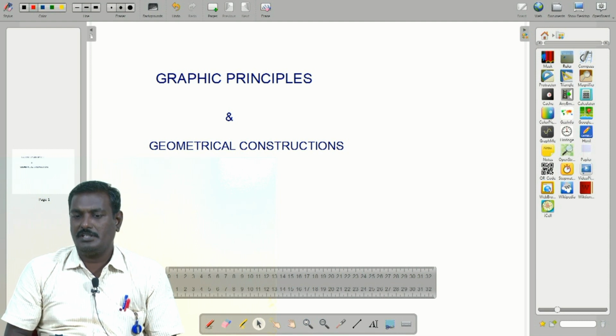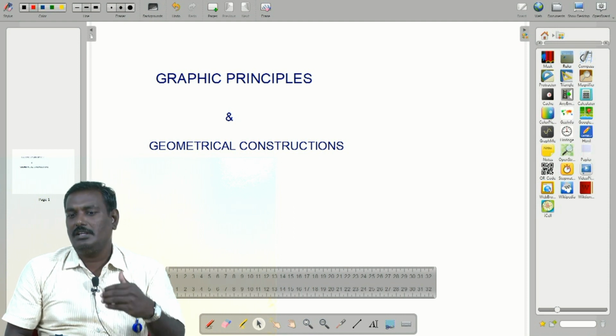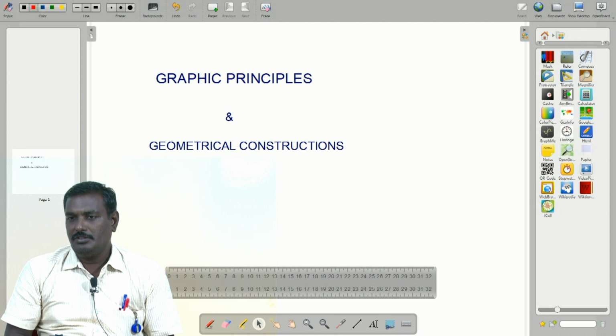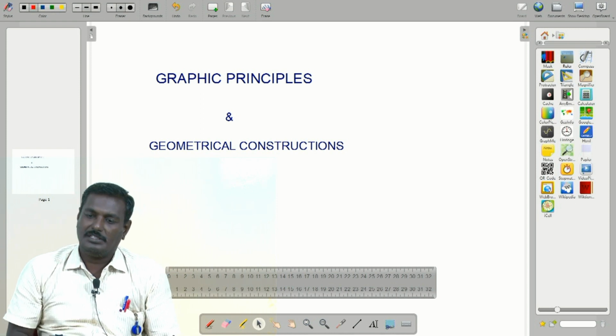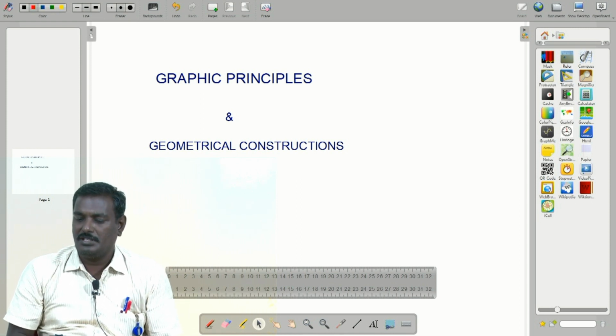In this session we are going to look at graphic principles and geometrical constructions. In previous video sessions you learned about the introduction to engineering graphics and drafting, and also about the tools we handle in engineering graphics. But even though we are using tools, we have to learn the basic principles and constructional methods in engineering graphics and drafting. Here: graphic principles and geometrical constructions.